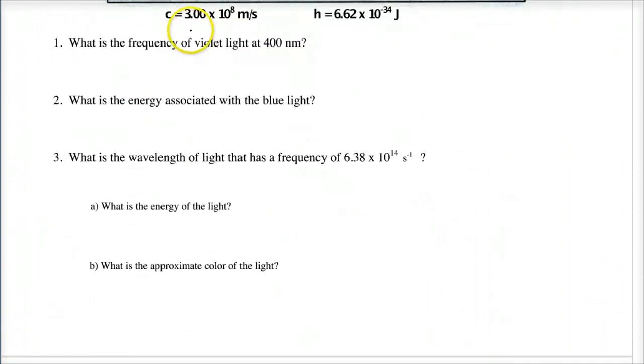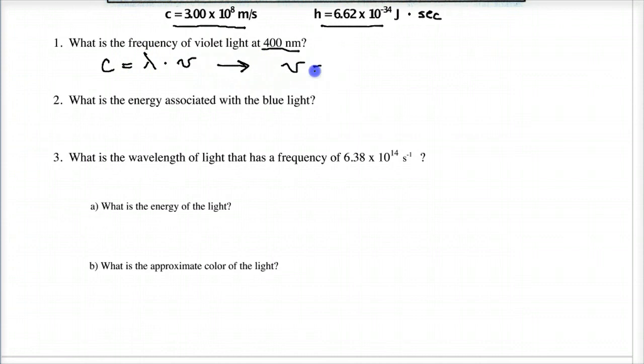Now, some constants that will always be given to you are the speed of light and Planck's constant, but this is not written right. This is joules second. All right, so what's the frequency of violet light at 400 nanometers? I don't know the frequency. Well, I know that c is equal to lambda times frequency. That's one of our governing equations. So I'm going to solve for frequency. Rewriting this, I get frequency is equal to, algebraically, c over lambda.